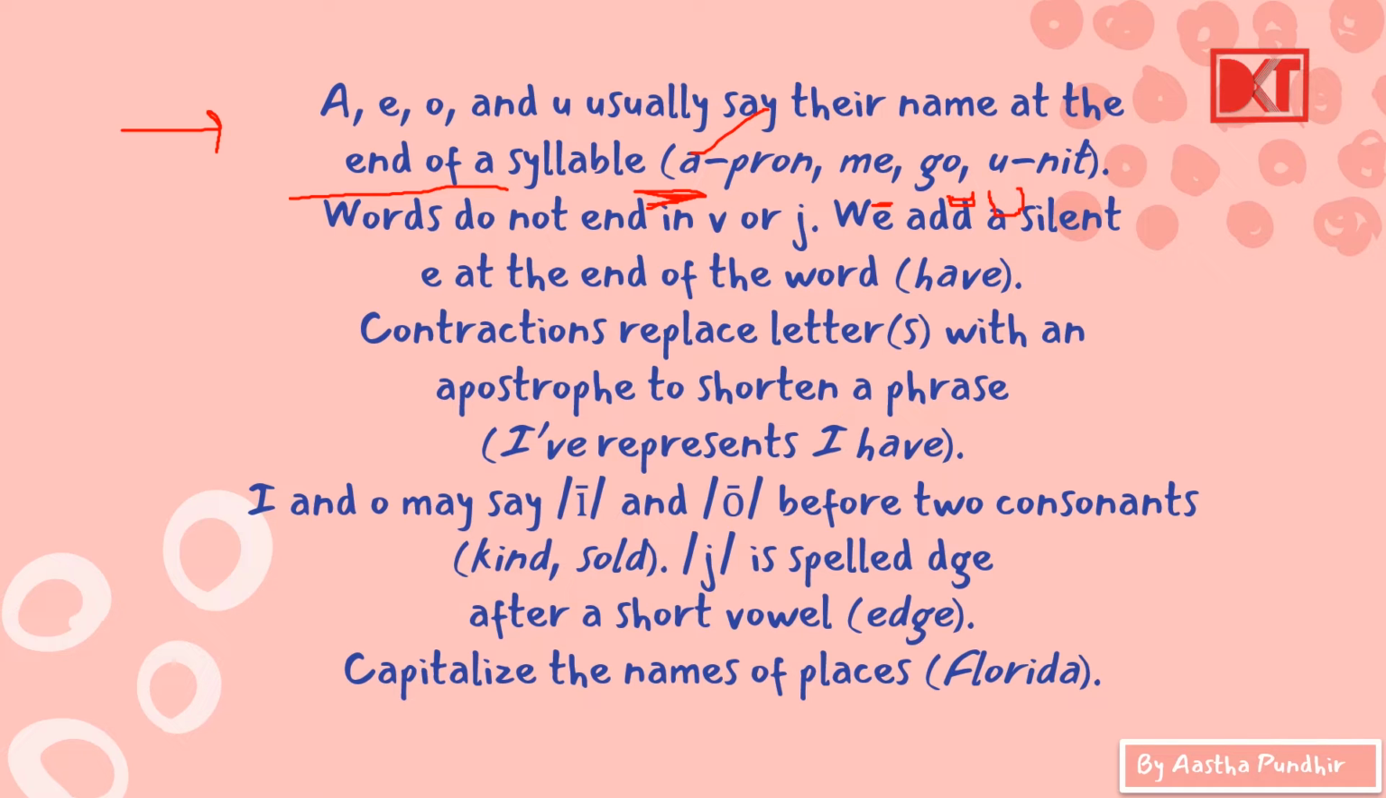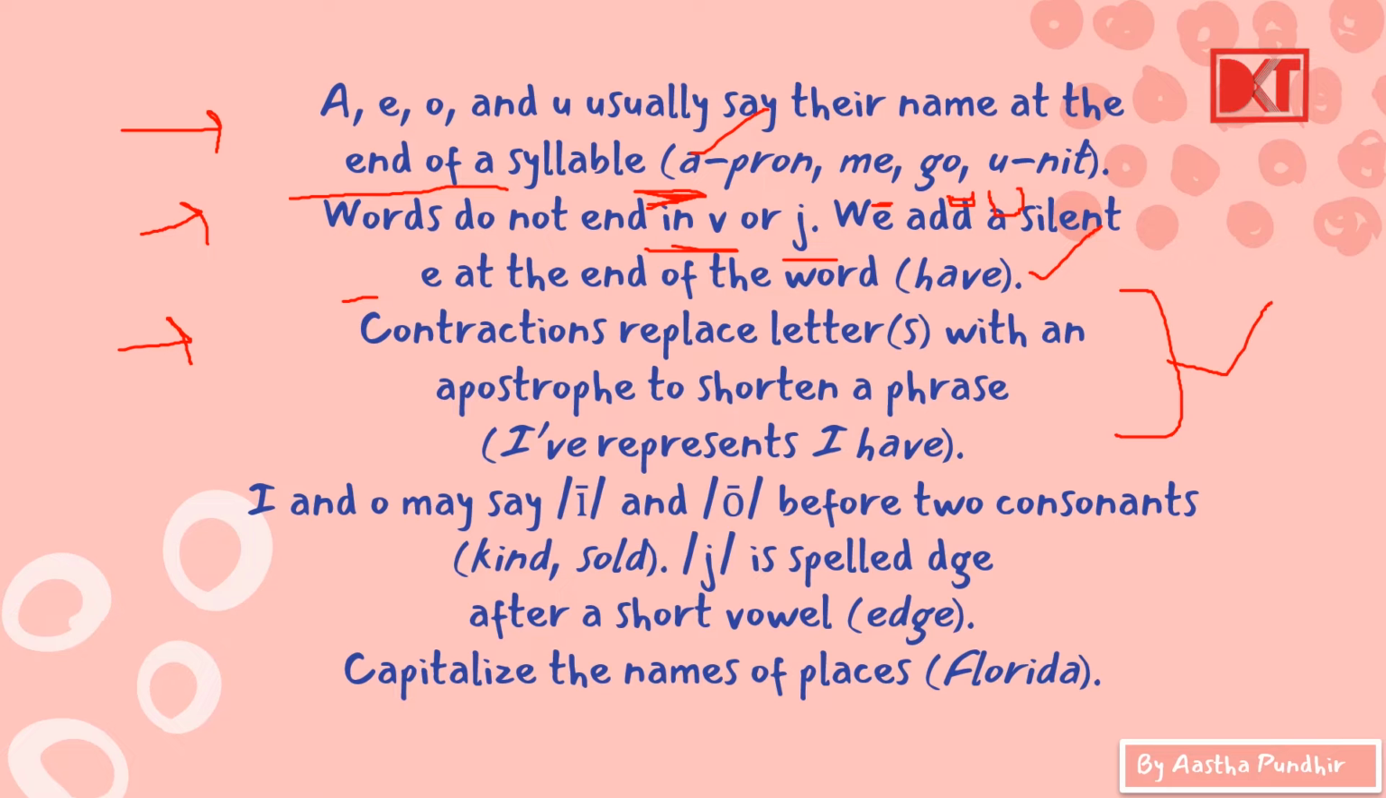Alright. Then another one: words do not end in B or J. We add a silent E at the end of the word, like have. So remember, words do not end in B or J. At the end we have a silent E. Alright. Then contractions replace letters with an apostrophe to shorten a phrase. Like we know I've represents I have. I'm pretty sure you know about contractions.